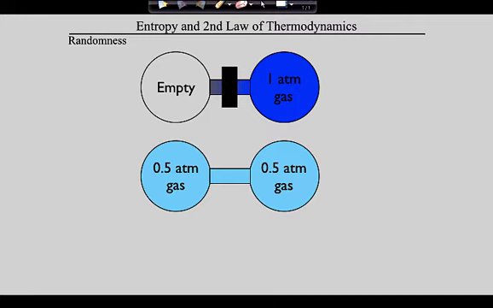Well, maybe we should say this. Is it spontaneous? Yeah. That gas spreads out spontaneously, but the energy doesn't change. Temperature doesn't change. So what's driving it?